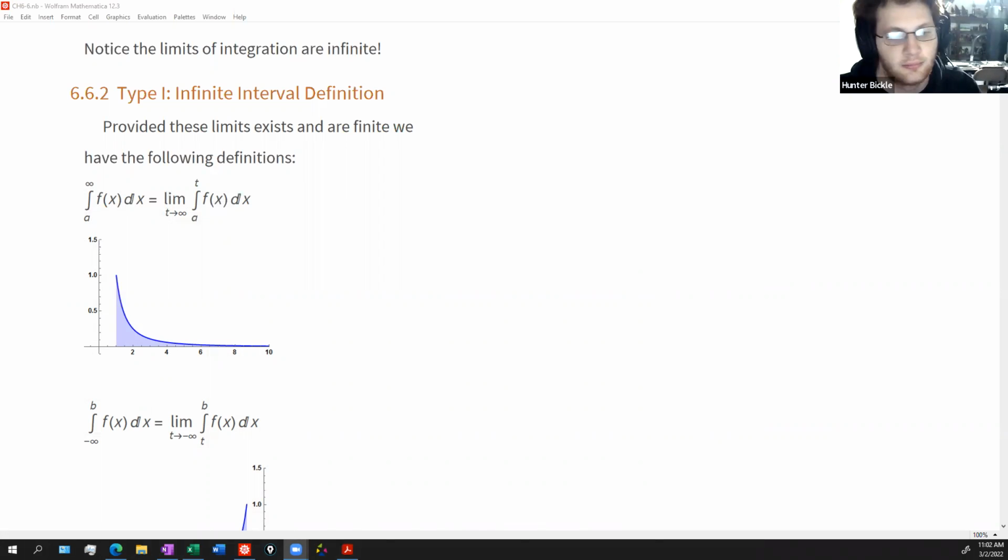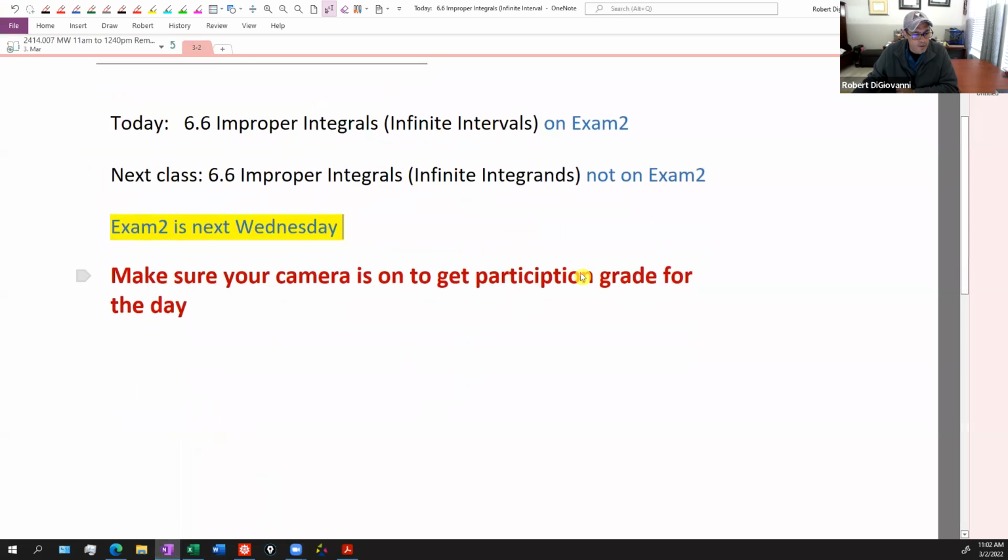Doing okay? All right. So let's talk about where we're at, what we're doing. Today we're going to do improper integrals, chapter 6, section 6. This section is broken up into two parts. The first part is called improper integrals dealing with infinite intervals. And then the second part is called improper integrals dealing with infinite integrands.